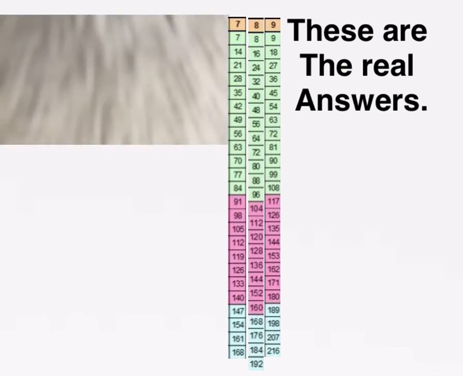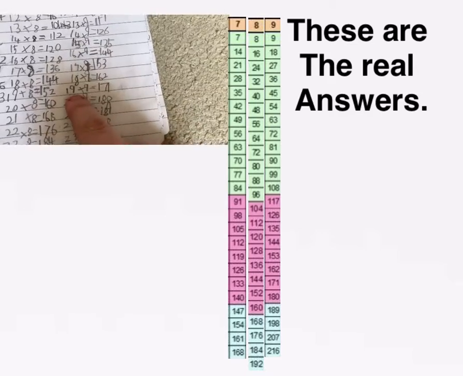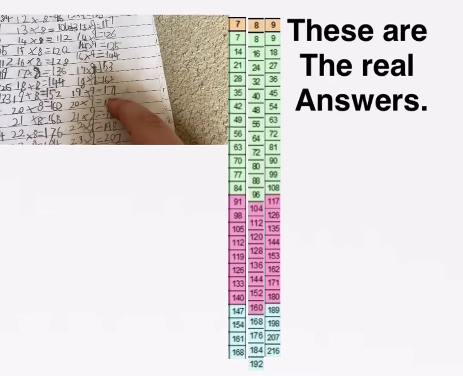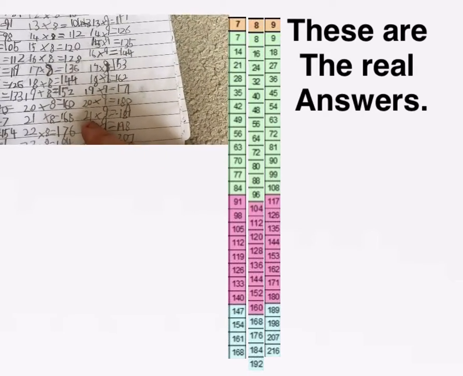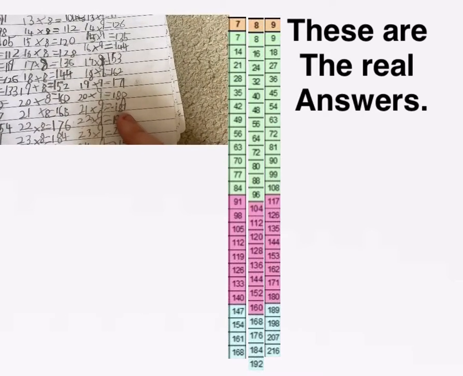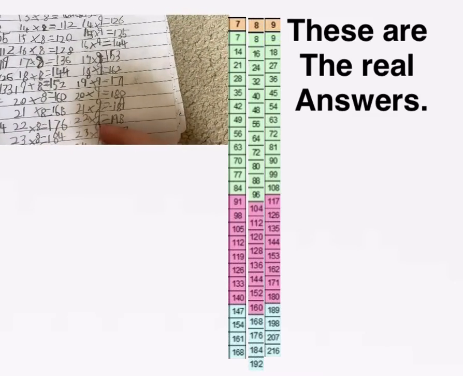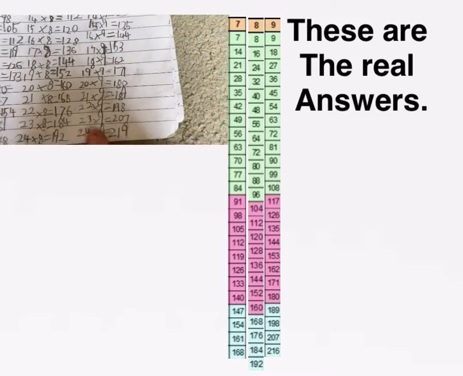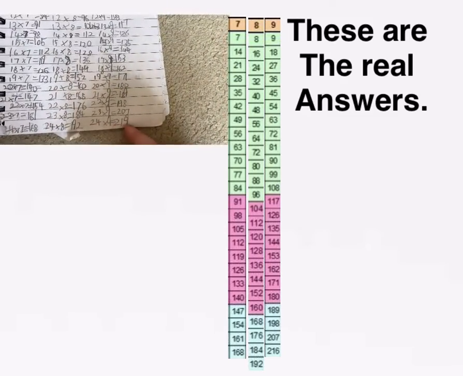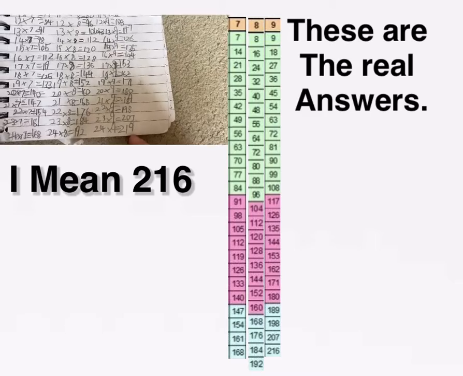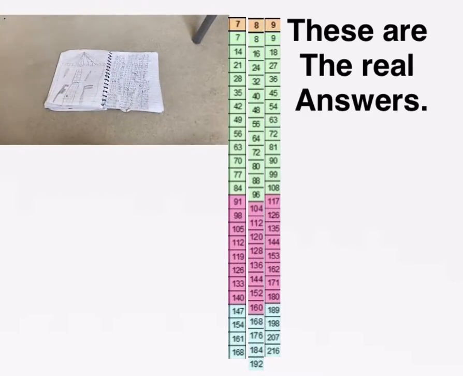Yeah, I think that's, so 18 times 9 is 162, 19 times 9 is 171, 20 times 9 is 180, 21 times 9 is 189, yeah, 22 times 9 is 198, 23 times 9 is 207, 24 times 9 is 216. That was a lot of math work, guys, and I think it's already on the screen, so yeah.